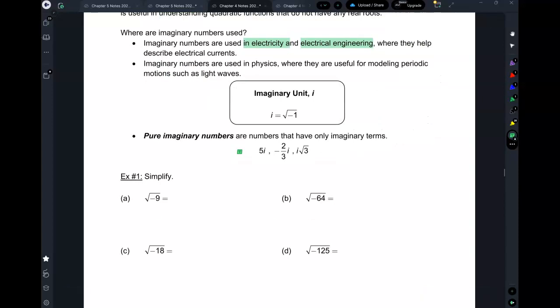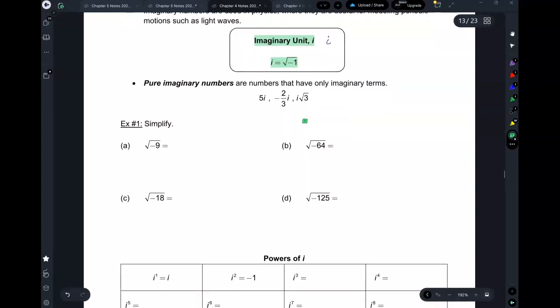So without further ado, what is this imaginary number? First of all, the imaginary number is always written as an italicized lowercase i, never a capital letter. And i is equal to the square root of -1. Pure imaginary numbers look like this: 5i, -2/3 i, i root 3, and so on. Those are all imaginary numbers.